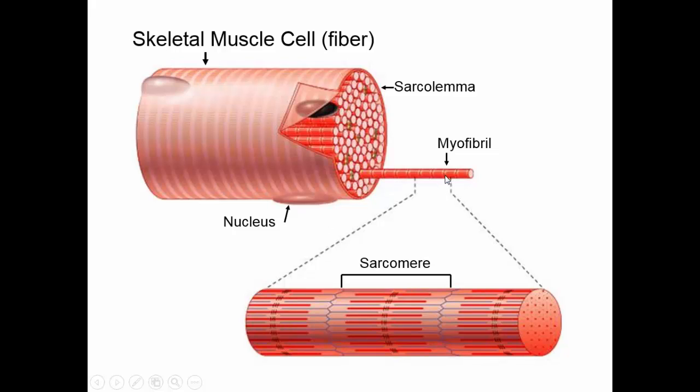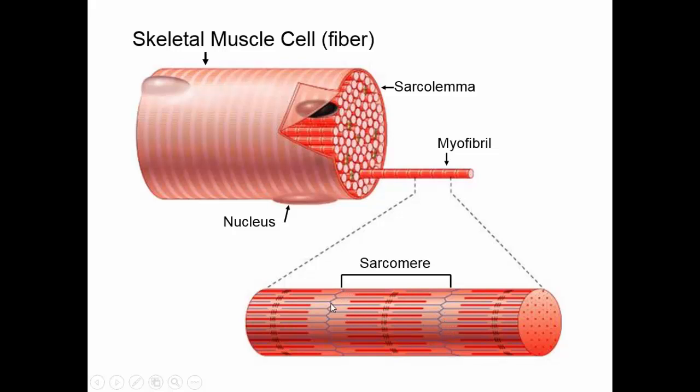Now as we look inside a myofibril, here are those myofilaments. We have thick and thin filaments, and you can see sometimes the thick and the thin are overlapping together, and other times we just have places where we have the thin filaments, and that's what gives us our striations.